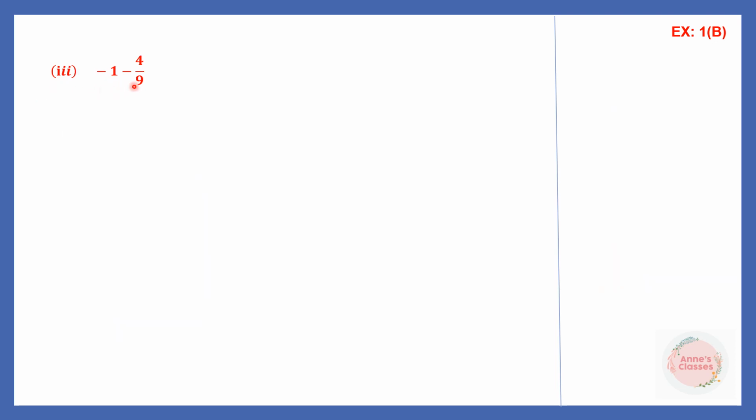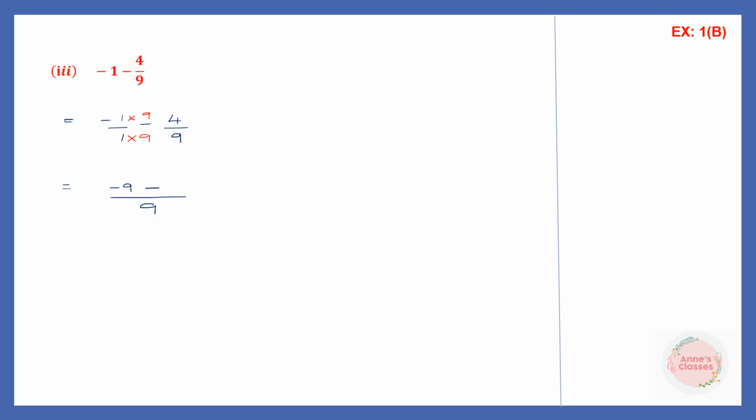Question 3, minus 1 minus 4 by 9. So this will be minus 1 by 1 minus 4 by 9. Now our LCM here will be 9. Whenever you have one and another number, the other number will automatically become the LCM. Now let's use this method here. 1 into 9 is 9. So we multiply this also by 9. Minus 1 into 9 is minus 9.